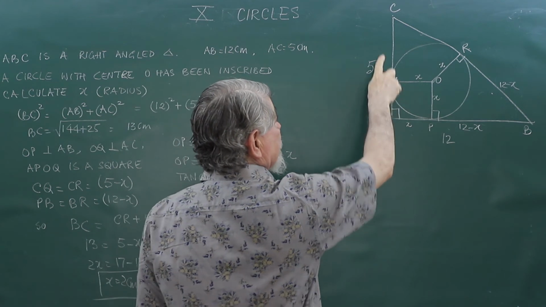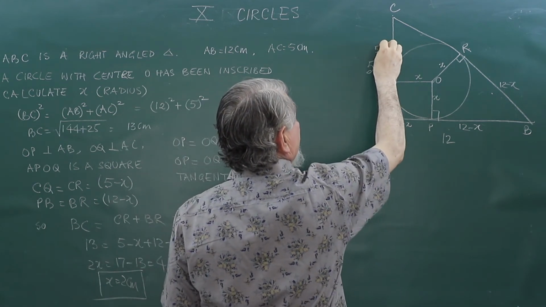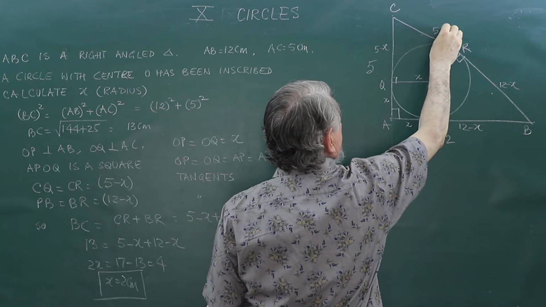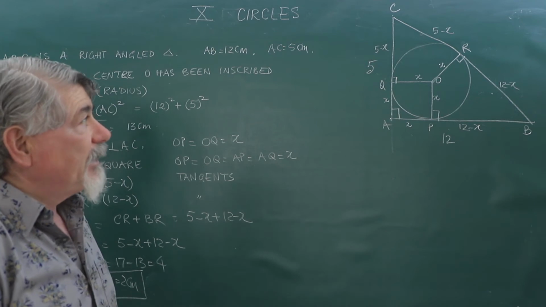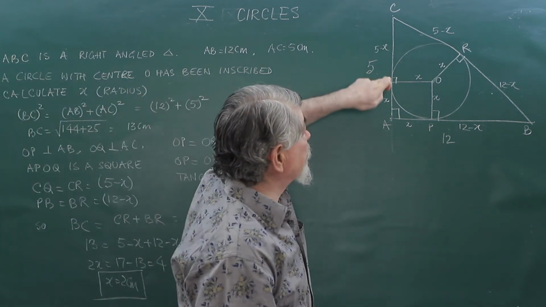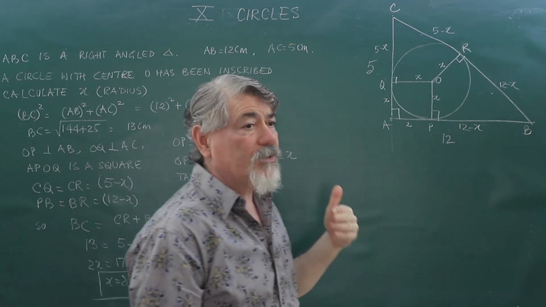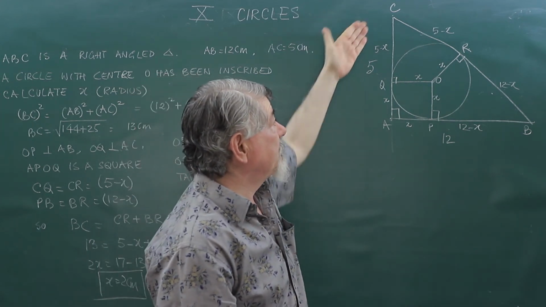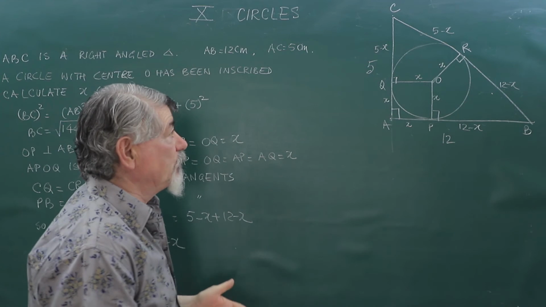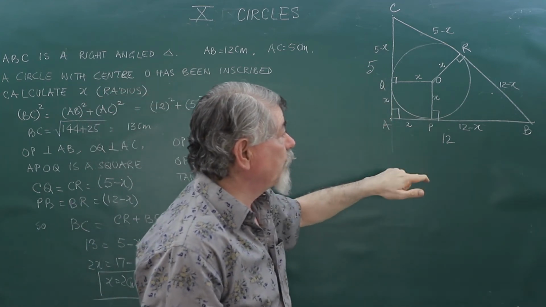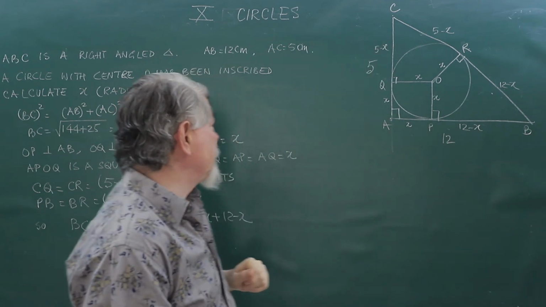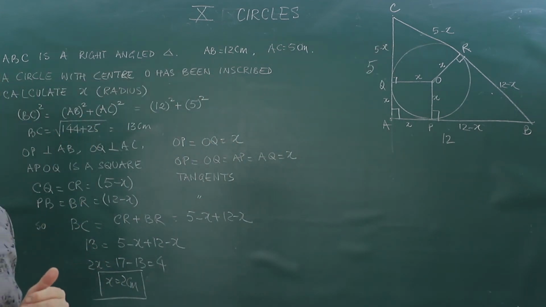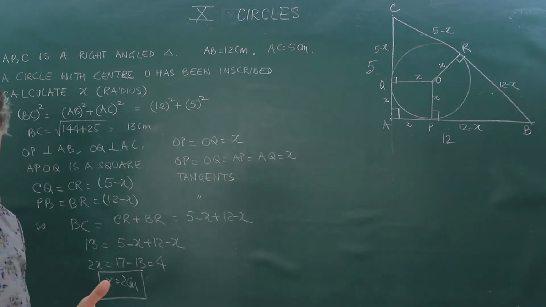Similarly, this is X, this total length was 5, so it will be 5 minus X, and this will be 5 minus X as well. CQ and CR each will be 5 minus X because CQ is a tangent and CR is a tangent drawn to the circle from the same point C. So CQ and CR are equal, AQ and AP are equal, BP and BR are equal. And by Pythagoras theorem, because two sides of the right angle triangle are known, I can calculate the third side.